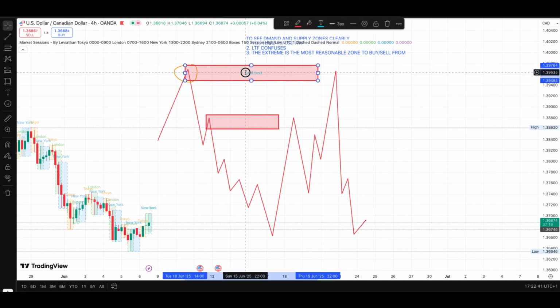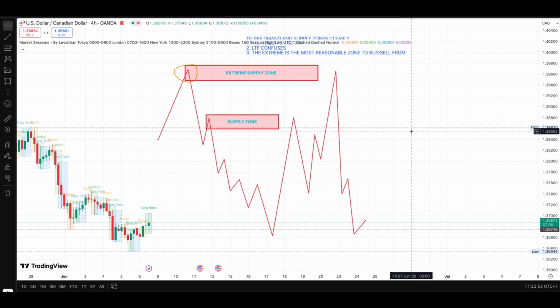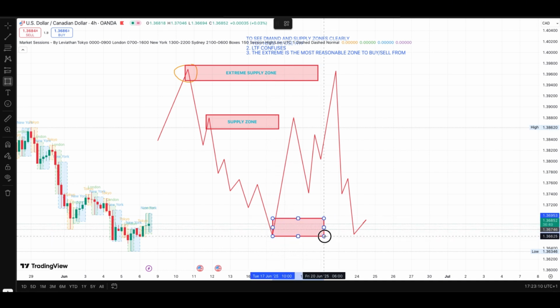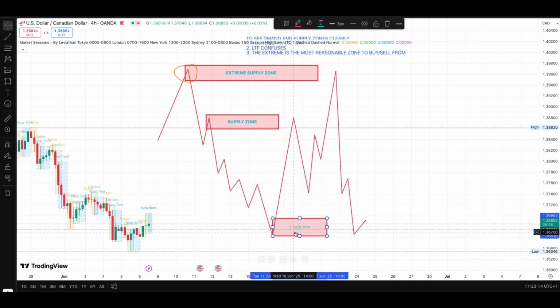We have the first supply zone, which we can call our extreme supply zone. There's another supply zone, which is not extreme, you can just call it a supply zone. Though it's high, it's still a supply zone. Pushing to the downside, you can see the candles are now falling. You can see there's another creation of a zone at this point, which is a demand zone. You can agree with me that the price is very cheap at this point, so I can call this my extreme zone.